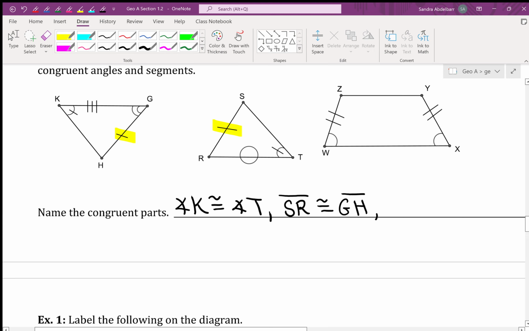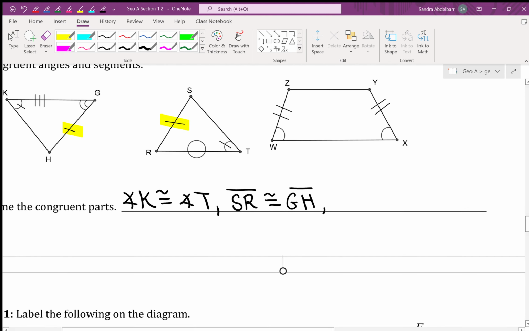Looking at the 2 triangles, anything else have the same tick marks? No. Looking at the 2 triangles, nothing else has the same tick marks. So we're done with the triangles. Go to the trapezoid looking shape now. Can anybody name anything congruent in the trapezoid? John. Line segment ZW and line segment YX. You got it. Segment ZW and segment YX.